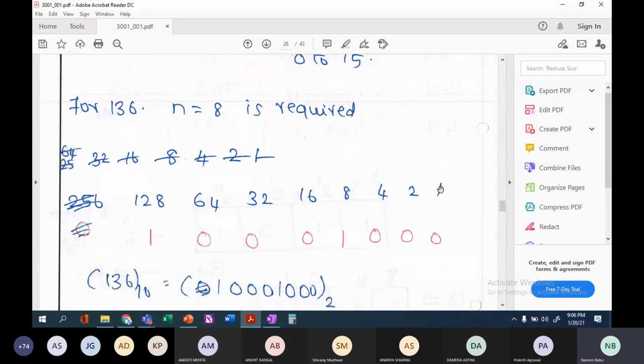So the weights are 1, 2, 4, 8, 16, 32, 64, 128, and after this you will get 256. 256, you will go beyond 136. So how many bits are used to represent 136? 1, 2, 3, 4, 5, 6, 7, and 8 bits are required to represent 136.